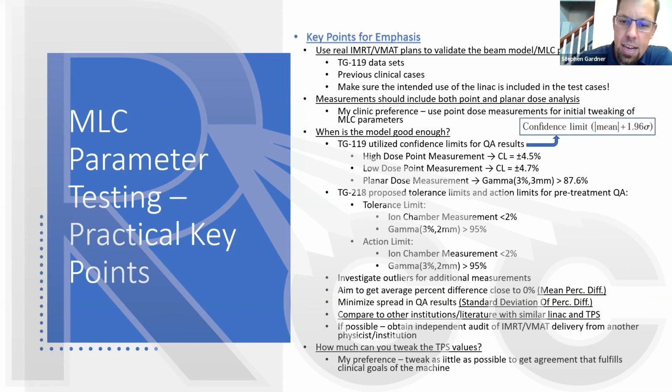The overall idea is to get the average percent difference in our data as close to 0% as we can, so the overall agreement between calculated and measured is as close to 0 as possible. We want to minimize the spread in the QA results as well. If we can compare to other institutions or literature with a similar setup, similar linac, and similar treatment planning system, that's also a good thing, and we should try to do that if we can. If possible, I really recommend an independent audit, whether it's IAEA, IROC Houston, or some type of anthropomorphic phantom, to validate our planning system from an external audit perspective.